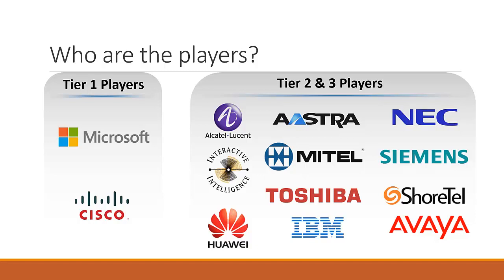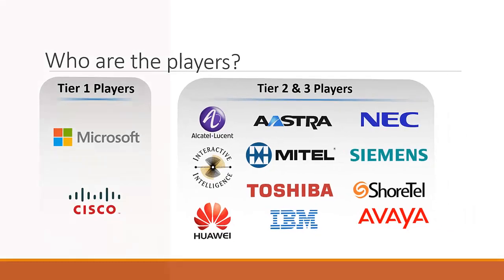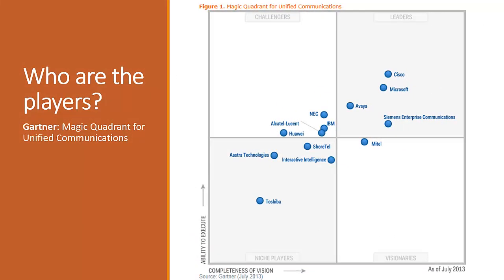Now, the Tier 1 players have the most advanced and comprehensive solutions, while the others lack complete integration, completeness, and aren't as innovative. Now, Gartner, for the last 6 or 7 years, has ranked these players in what they call the Magic Quadrant for unified communications. So if we take a look at this, you can see the top right quadrant, that's the Magic Quadrant. You've got Cisco and Microsoft out there, and then you've got the other folks kind of throughout the rest and down on the end.